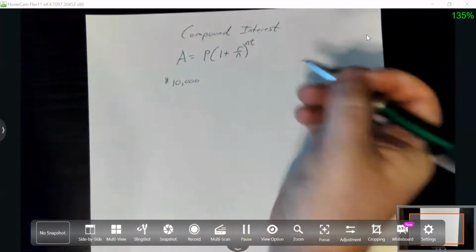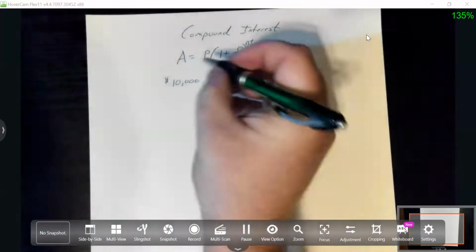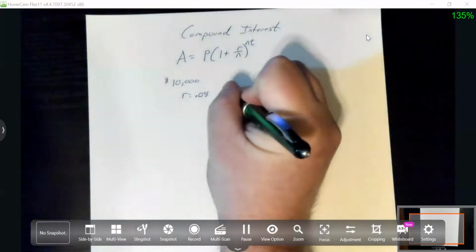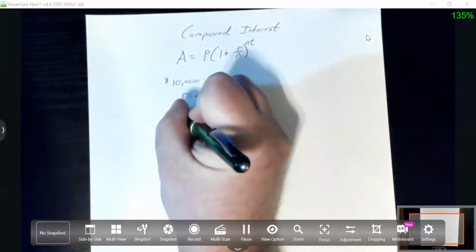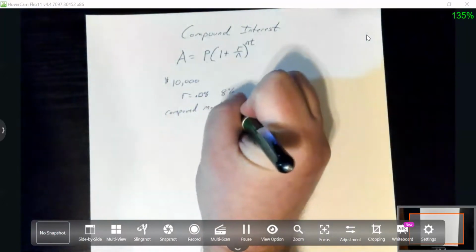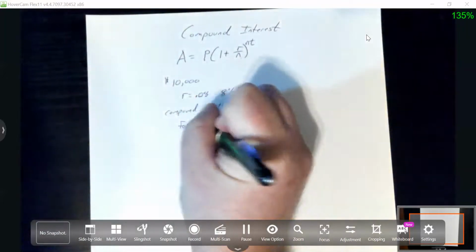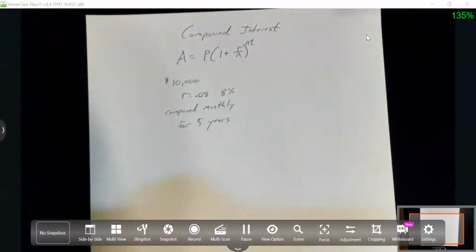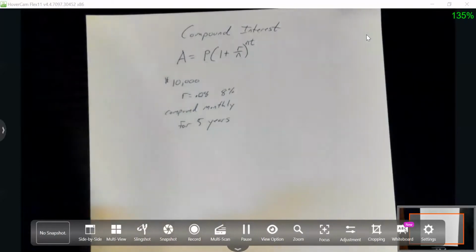As an example, let's do an investment. Let's say you invest $10,000 at an interest rate of 8%, so 0.08, compounded monthly for 5 years. Oh, do I even have my calculator? That would be helpful. So if we invest $10,000 at 8% interest in an account that compounds it monthly for 5 years. Okay, so that's all the information we need.